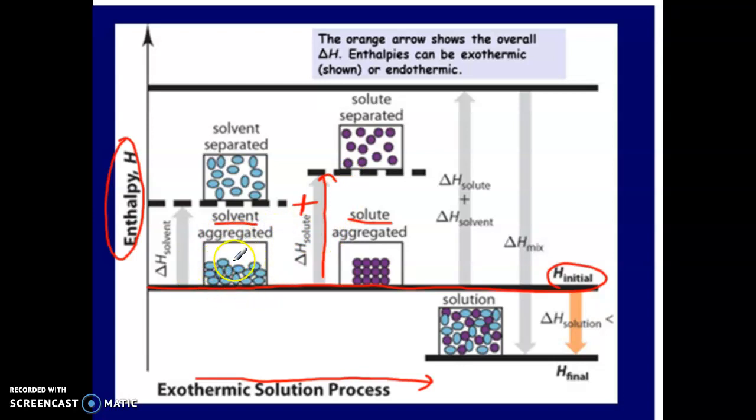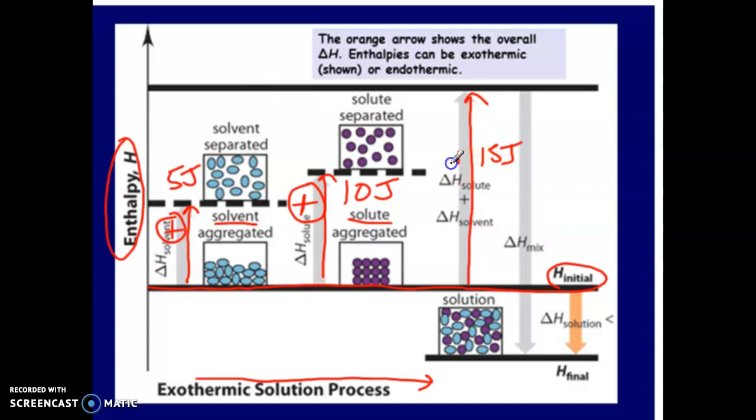The solvent forces of attraction, so imagine these are waters, right? In order to separate them to make room for the ions, that's going to take a certain amount of energy. So energy had to go in. So notice this line here. This is showing you that all the energy that had to go in is both the solute energy and the solvent energy. So let's say this was 10 joules and this was 5 joules. The total amount of energy that had to be put in is 15 joules, positive 15 joules.